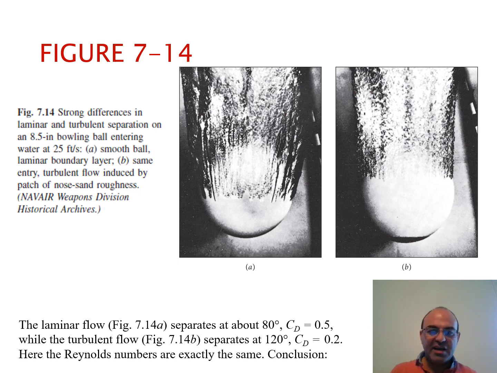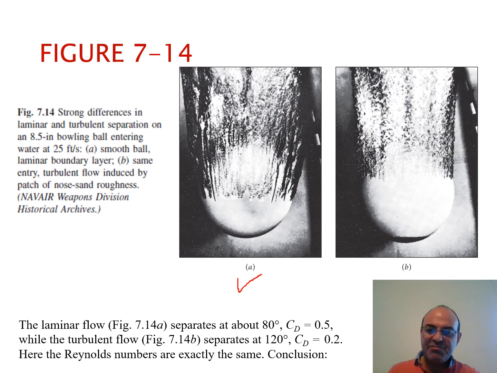If you look here at A, we have two balls, and these are bowling balls. A is laminar, and B is turbulent. In both cases, the speed is the same. The entering speed is 25 feet per second. Both of them enter at the same speed, so their Reynolds number would be the same. But how do we make one laminar and the other one turbulent?